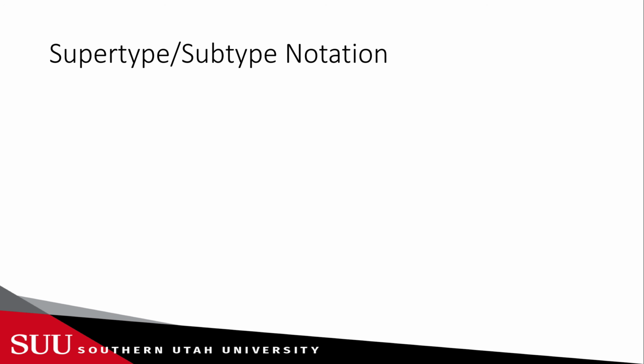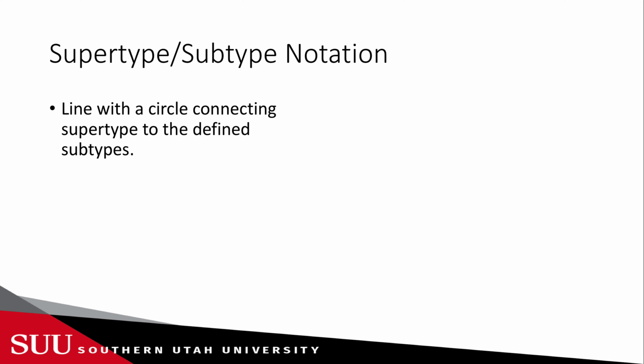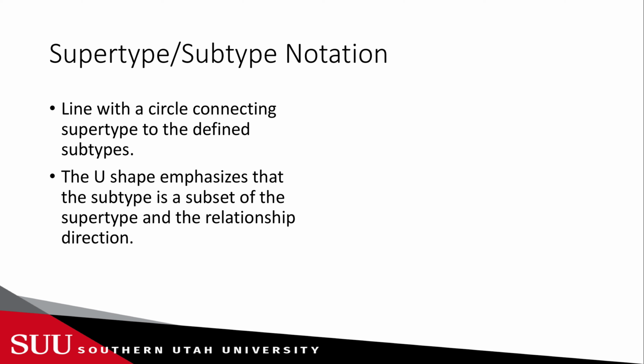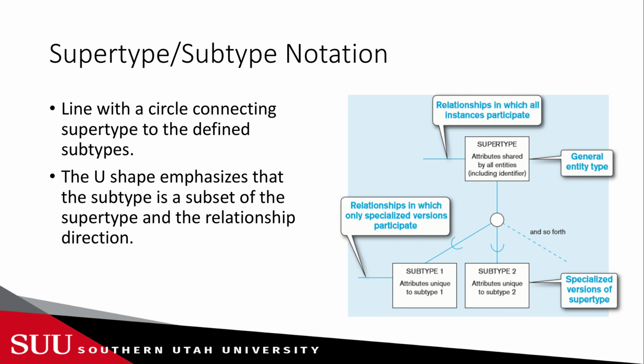So how is the notation? How can we draw this in our ERD? We'll have a line with a circle connecting the supertype to the subtypes, and there is an optional U shape that emphasizes the direction of the relationship. So you don't have to have that U shape. It's optional, but sometimes it's good to use it in case you have your subtypes listed above your supertype.